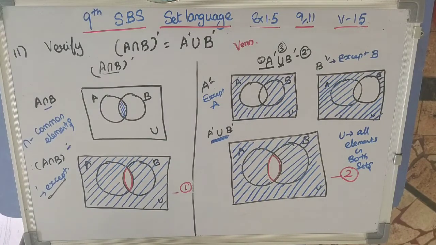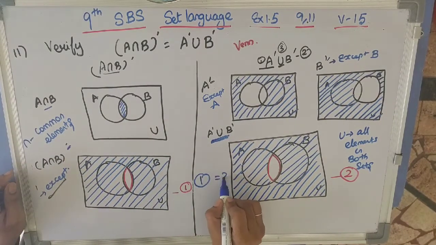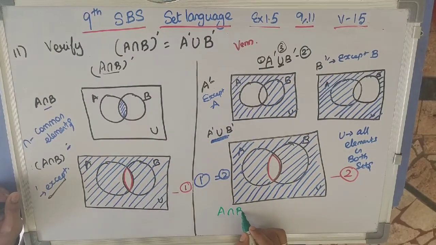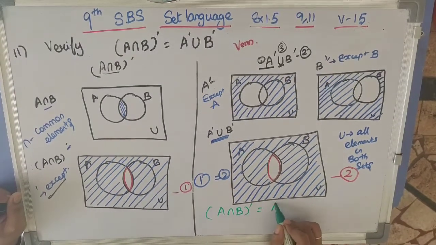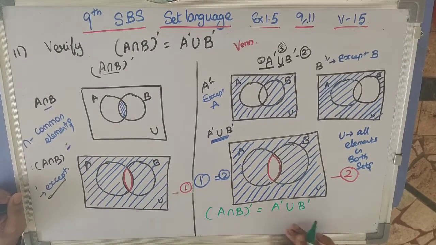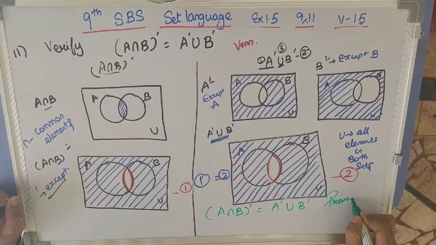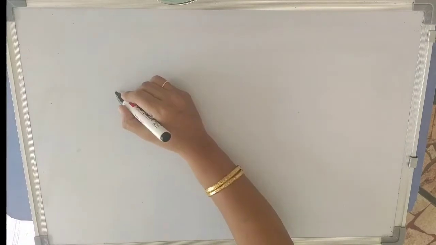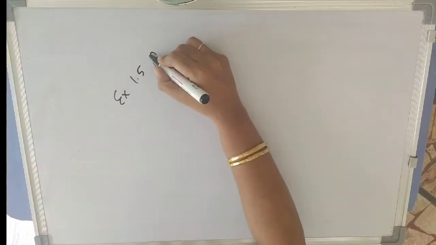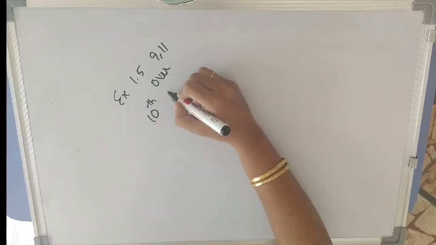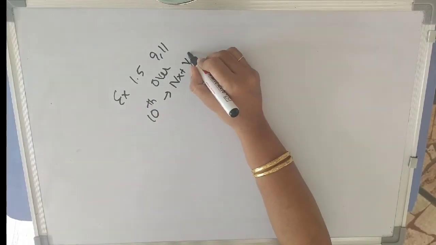Now we have to compare 1 and 2. Okay. Here 1 is exactly equal to 2. Isn't it? So we can prove that A intersection B the whole dash is equal to A dash union B dash. Okay. So, this De Morgan law is also proved here. Clear? Are you able to follow me? Okay. With this, exercise 1.5, problems 9 and 11 are over. We can see the 10th problem in the next video.